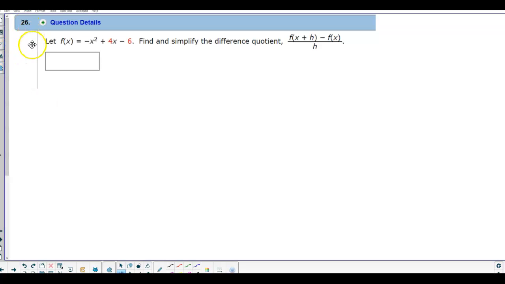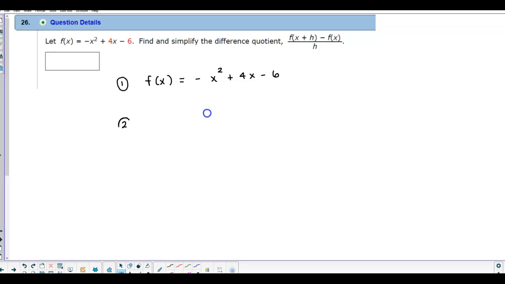For number 26, we're going to let f of x equal negative x squared plus 4x minus 6. We want to find and simplify the difference quotient, f of x plus h minus f of x over h. So, first thing we do is write down what the function is. The function f of x is equal to negative x squared plus 4x minus 6.